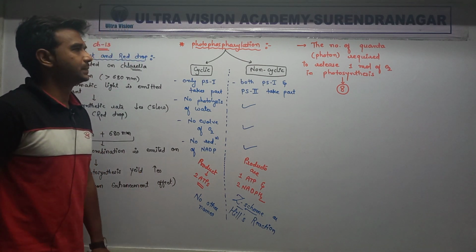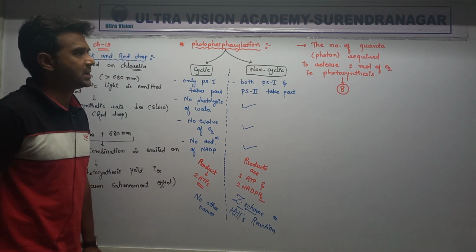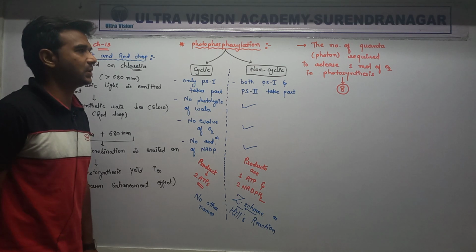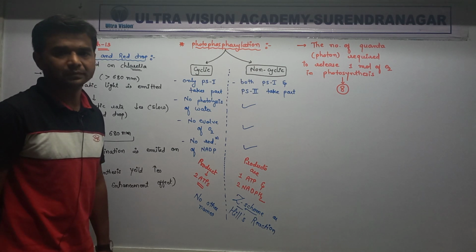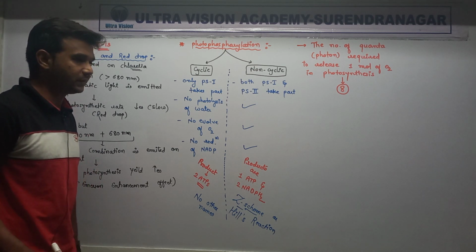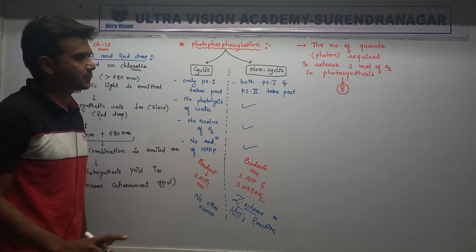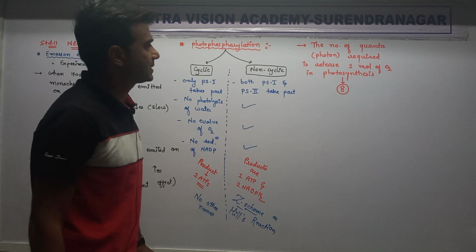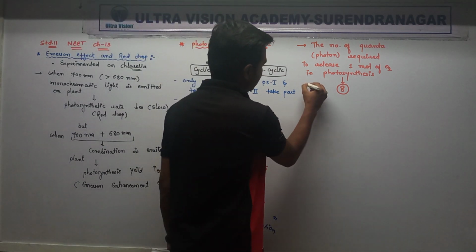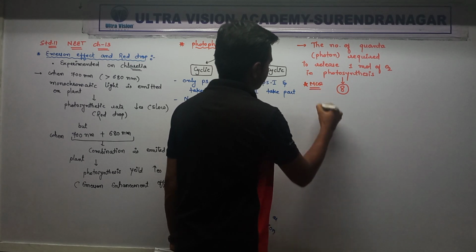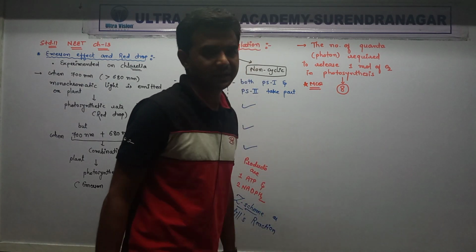Very important. The number of quanta or the number of photons required to evolve 1 mole of oxygen in the photosynthesis process. So the answer is A. It is a very important MCQ. Only you accept this theory, fine.